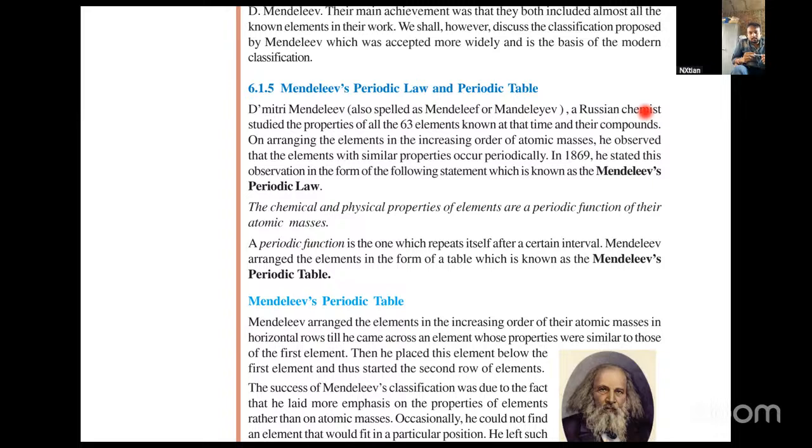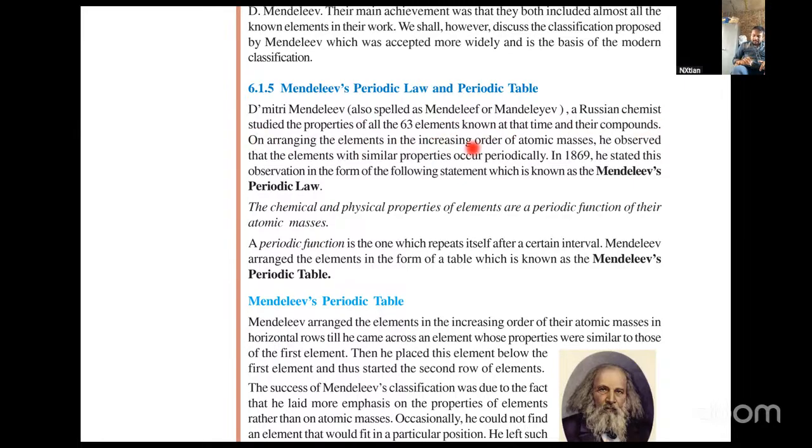Did you understand? No, you didn't understand anything. Yes, Jashwan, please ask me. So, at the time of Mendeleev, there were 63 known elements, and he arranged all 63 known elements in his Mendeleev periodic table. Okay, so 63 elements were known at that time.